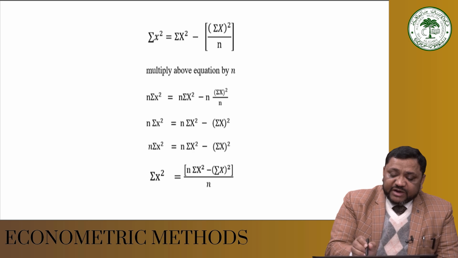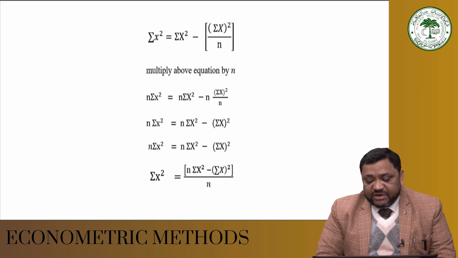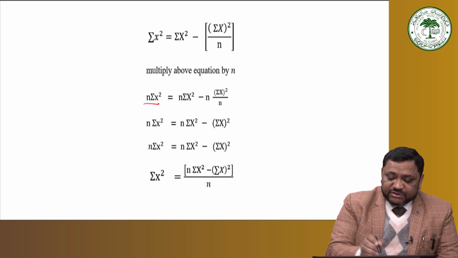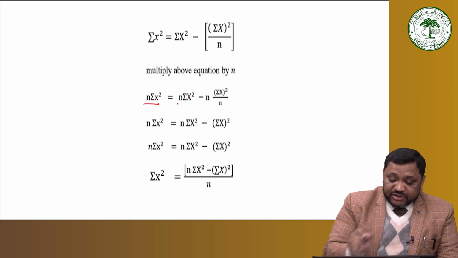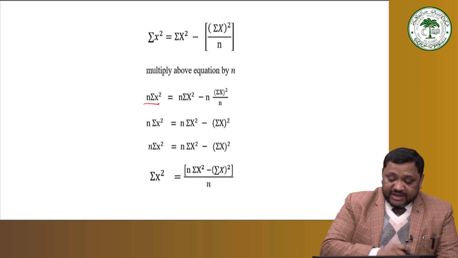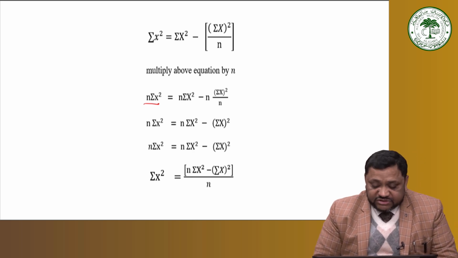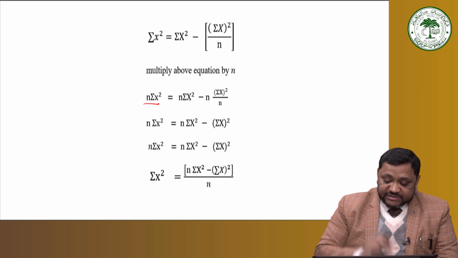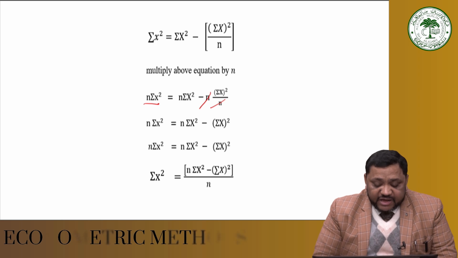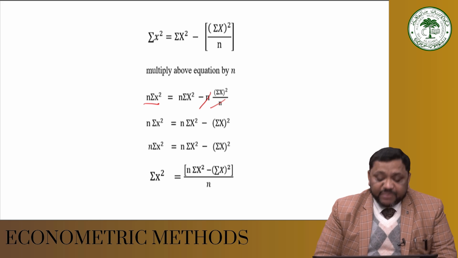So we have now got the meaning of summation small x square. Now we multiply this equation by n, that is, multiply both the right hand side and the left hand side by n. So we have n summation small x square, and n summation capital X square minus n summation capital X whole square divided by n. We have multiplied both the sides by n, and this n and n cancels over here.